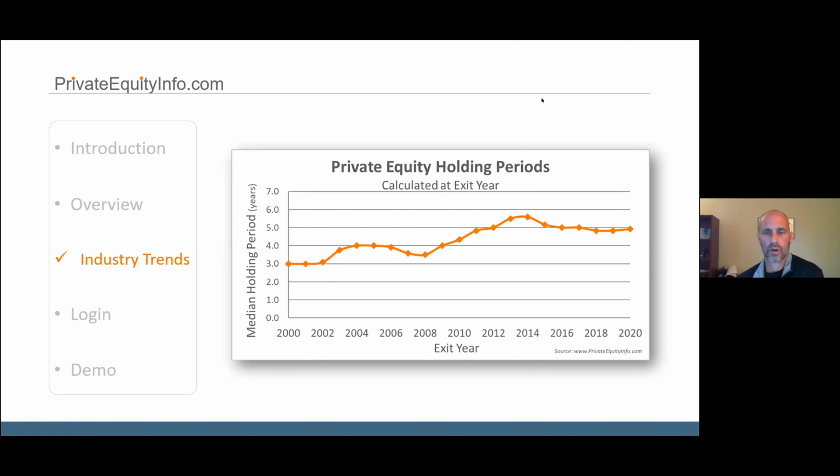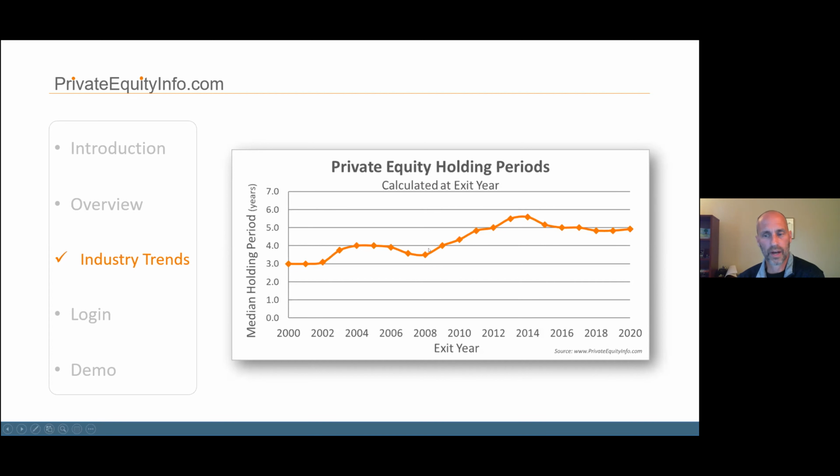So this is a graph that shows the median holding period for portfolio companies based on the year they are exited. And you can see here there was a bit of a low around 2007, 2008. Well, that's when the market was super hot, right before the last recession. And consequently, the private equity firms did not need to hold their portfolio companies that long before they realized a substantial return on investment. So we had a quite short holding period.